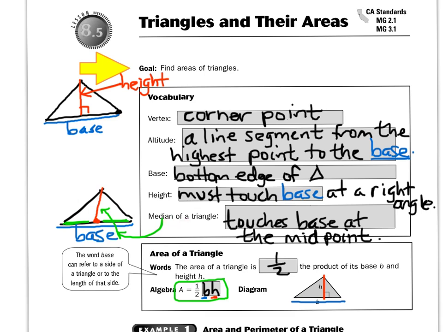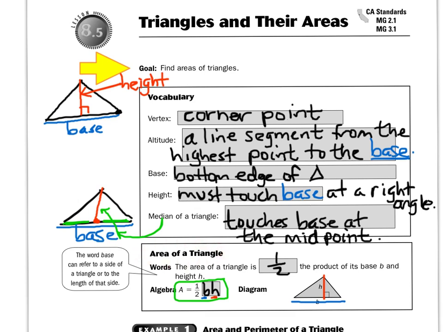Now the median of a triangle, that line segment touches the base at the midpoint, the middle of the base. So it would go from the top of the triangle down to the base, and what that does is it splits the base into two equal pieces. Okay, and then take a look here.